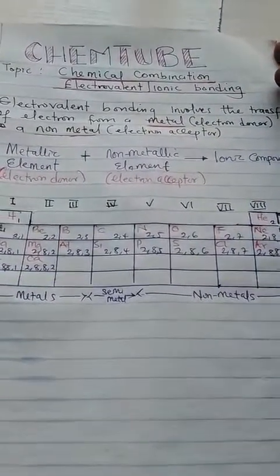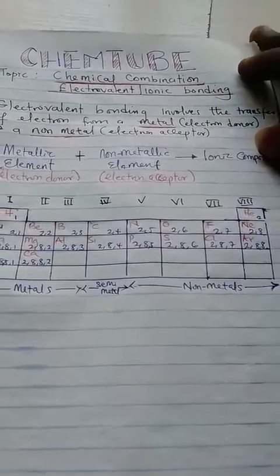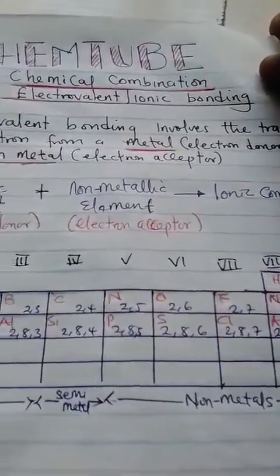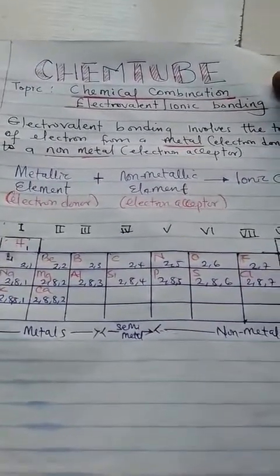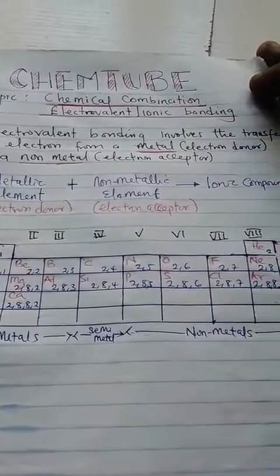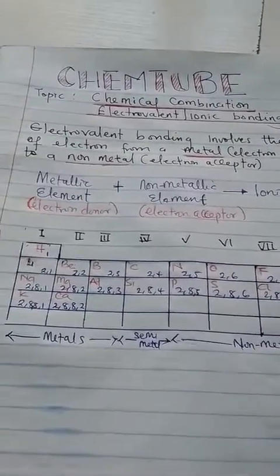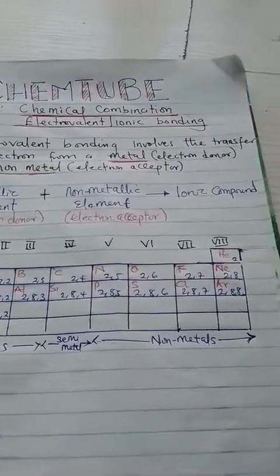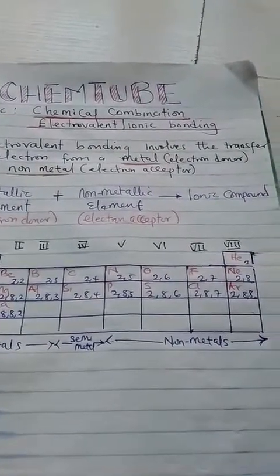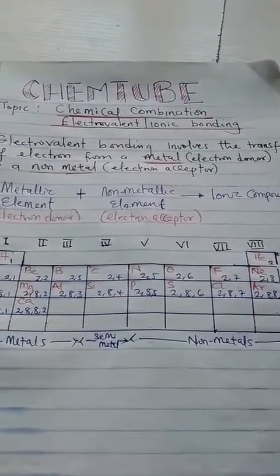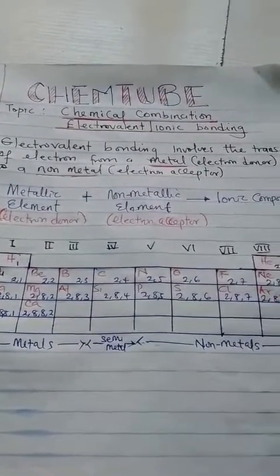Under chemical combination, we'll be paying attention to electrovalent bonding. Now, what is electrovalent bonding? Electrovalent bonding involves the transfer of electrons from a metal to a non-metal. We call the metal the electron donor, and we call the non-metal the electron acceptor.